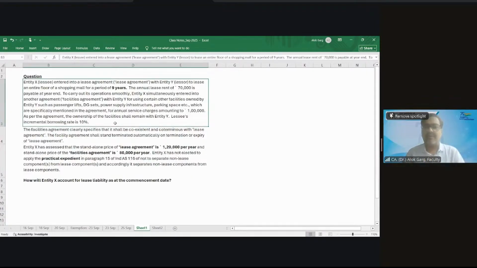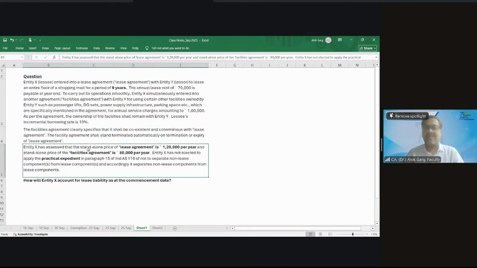Lessee's incremental borrowing rate is 10%. Lessee's incremental borrowing rate is given. So lessor IRR or lessee IBR? Lessee IBR is given here, right? The facilities agreement clearly specifies that it shall be coexistent and conterminous with the lease agreement. The facility agreement shall stand terminated automatically on termination or expiry of the lease agreement. Means both these agreements complement each other. Both these agreements are related agreements.